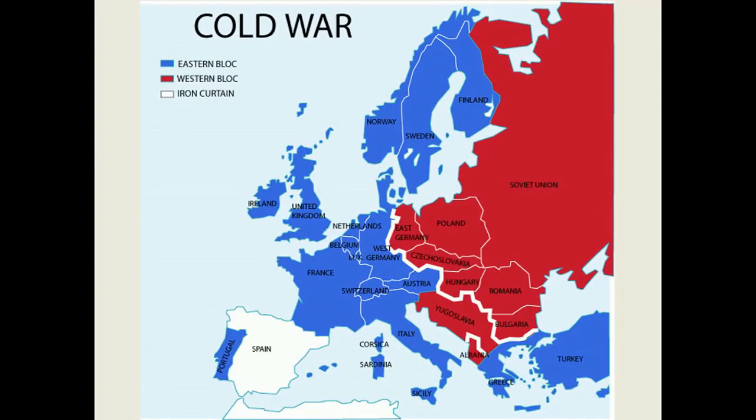Here we have, of course, the Eastern Bloc and the Western Bloc. The Iron Curtain being, as you see here, East Germany, Czechoslovakia, Hungary, Romania, Bulgaria, and then eventually, of course, Yugoslavia, which is a communist state. They are a communist country that has a line under Tito, I believe his name is.